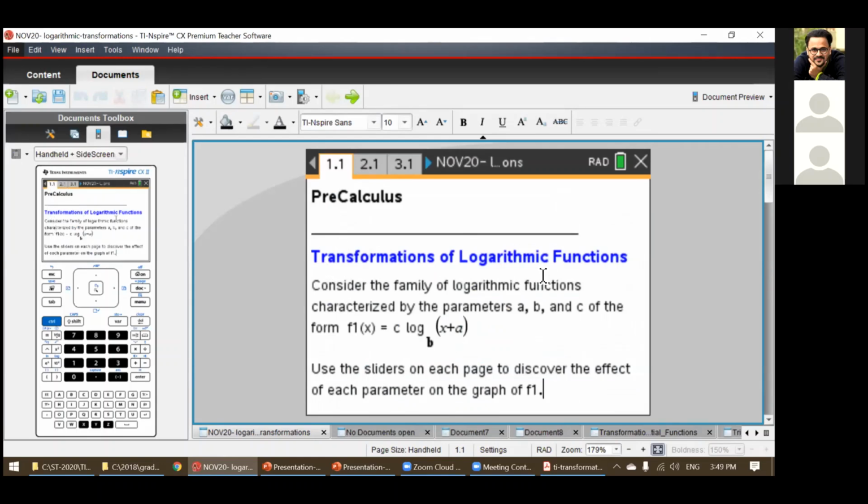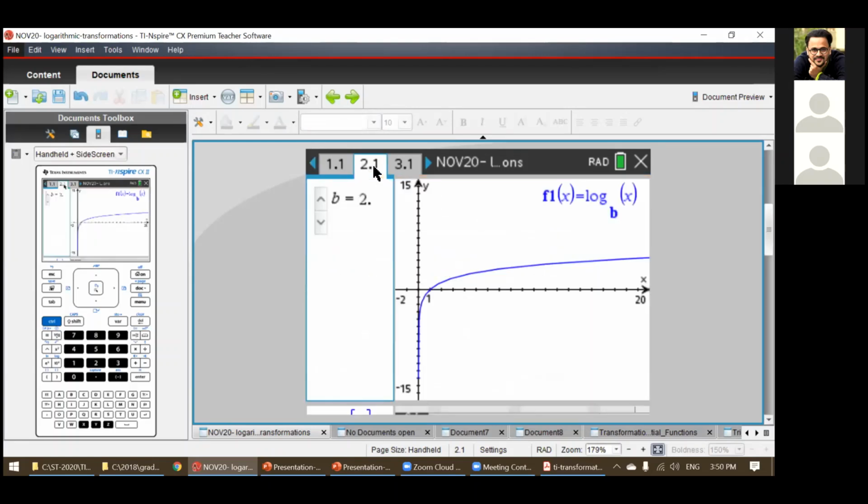So you can see transformations of logarithmic functions. I know I had asked you to also try this out, but just in case you are one of the lazy type of student who doesn't want to punch in all of this, you can have the ready-made TNS files, as we call it. And you can see what happens when you decrease B and what happens when you increase B. How does it affect the logarithmic graph?